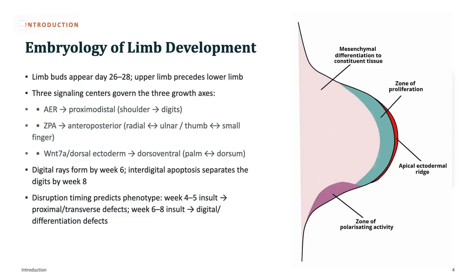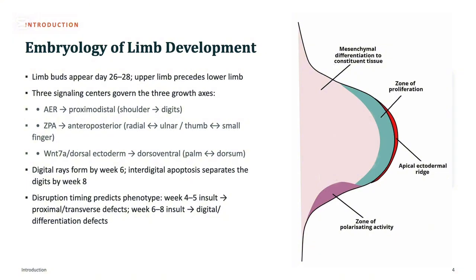A very important thing to know is that the limb buds appear on the 26th to 28th day, and the digital rays, the fingers and metacarpals, appear from 6 weeks, and interdigital apoptosis occurs by week 8. What is meant by interdigital apoptosis? Fingers are first created like duck fingers with webbing, so these webs start to undergo apoptosis on week 8.